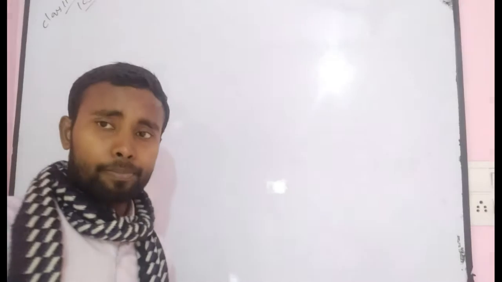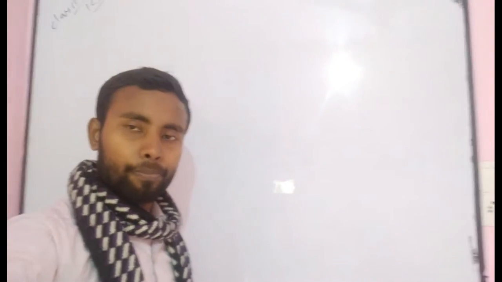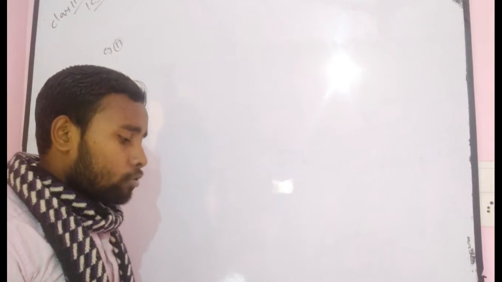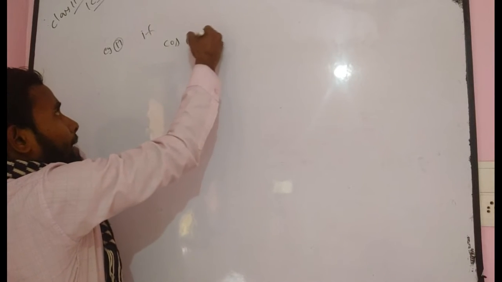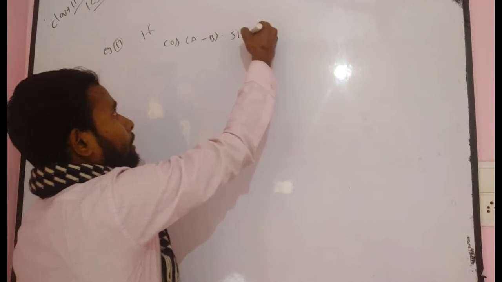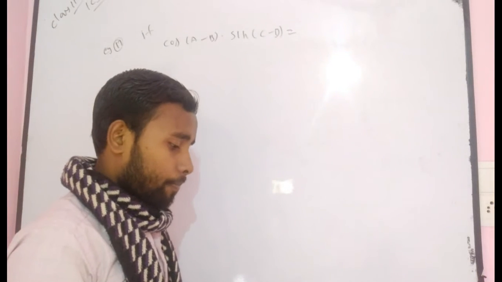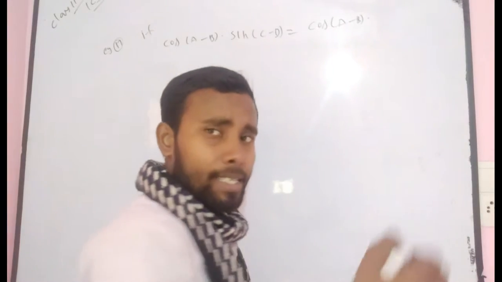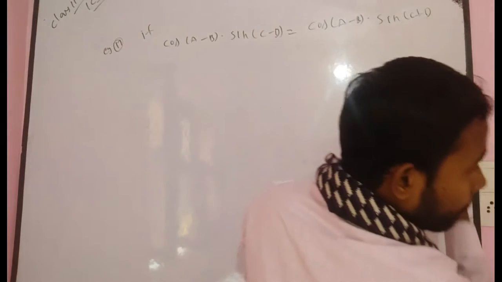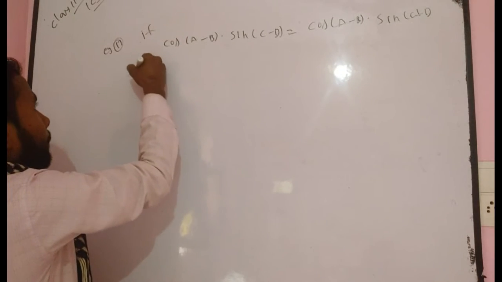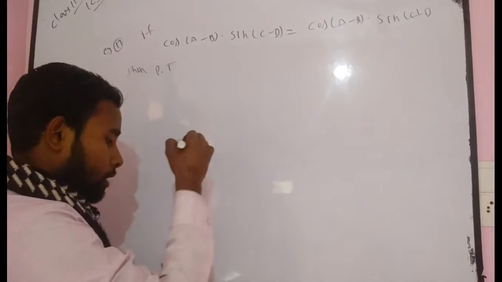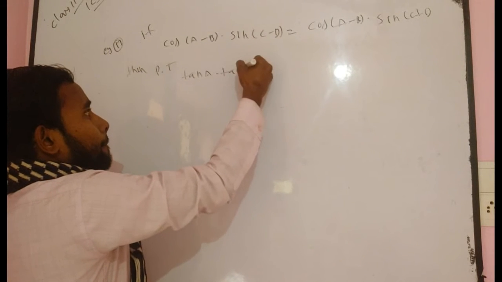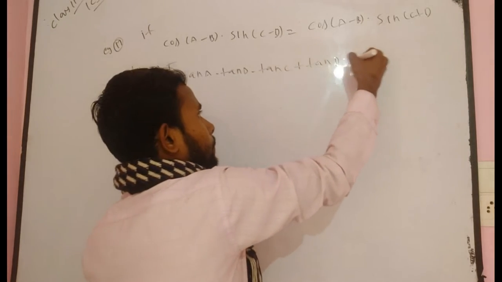The next question, next example. Example 17. If cos(A+B) into sin(C−D) is equal to cos(A−B) into sin(C+D), then prove that tan A into tan B into tan C plus tan D is equal to 0. You have to prove it.